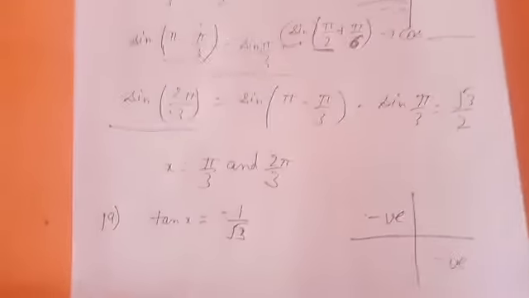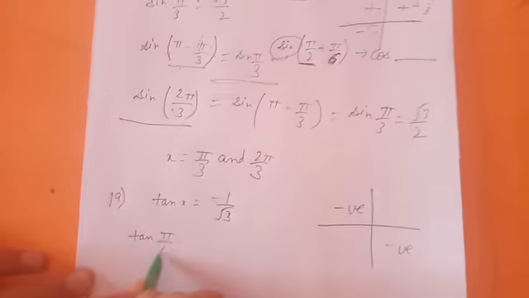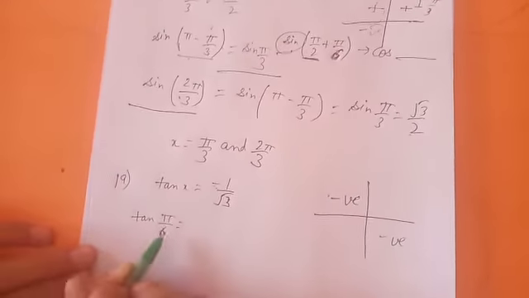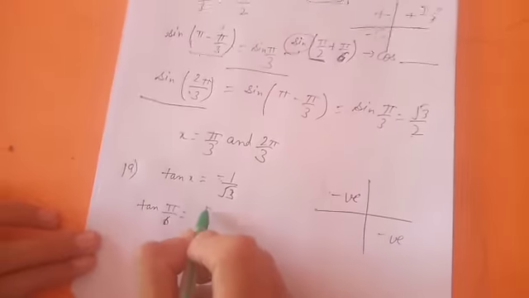Okay, first thing we know that tangent pi by 6, it is in first quadrant. Tangent pi by 6 is 1 by root 3.